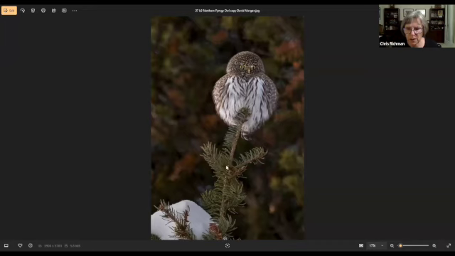But the bird on the branch, that's a very strong composition, slightly off center. The color palette is supporting it. This is really a nice capture.